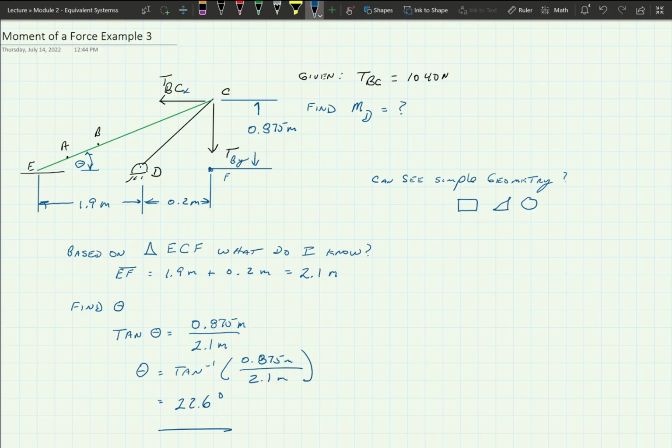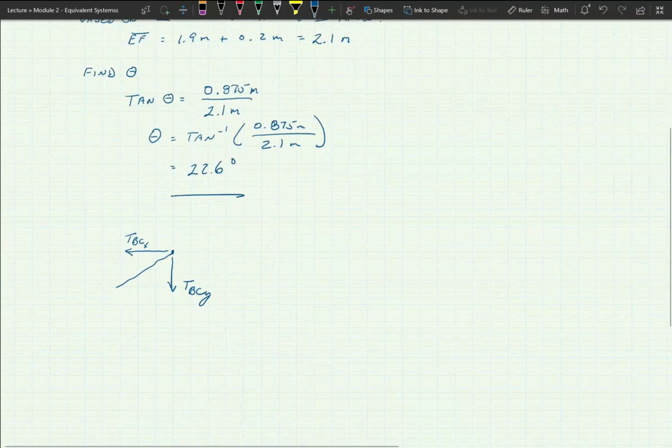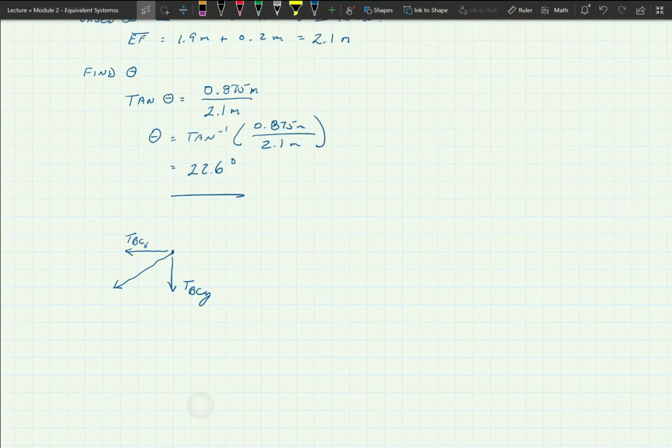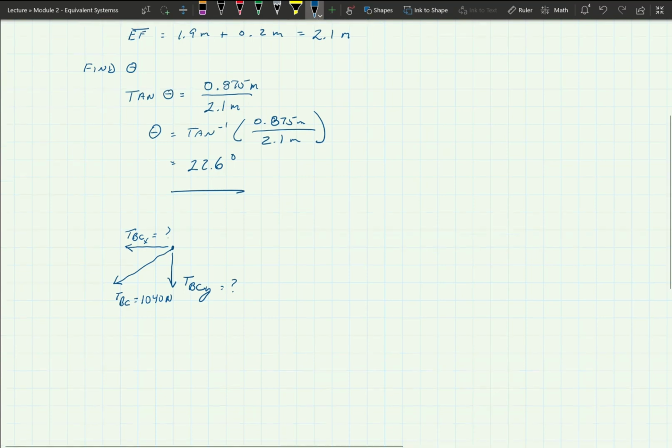So the tension T sub BC is 1,040 newtons. Okay, follow along. Back down to here. It'd be nice if I could read my own writing. TBC equals 1,040 newtons. Okay, we don't know that one, and we don't know that one. We would probably like to know those. They'll help us solve some things along the way. Okay. Now, here's the fun.